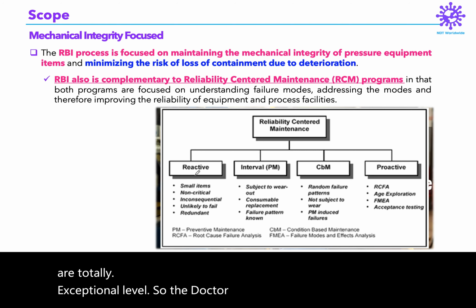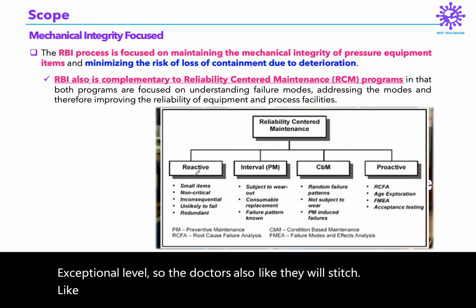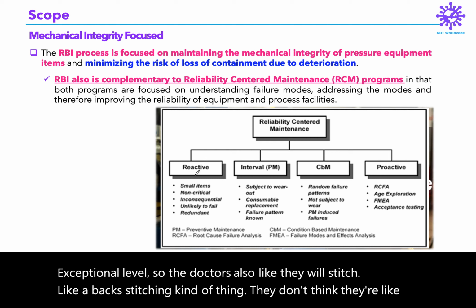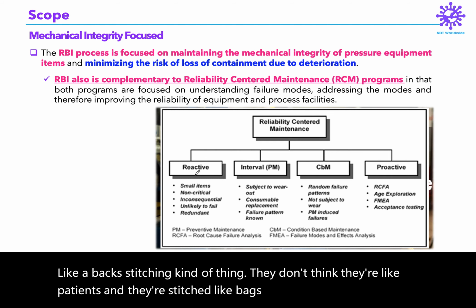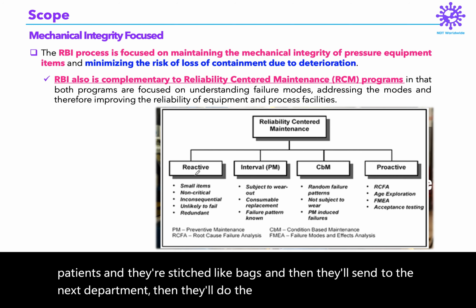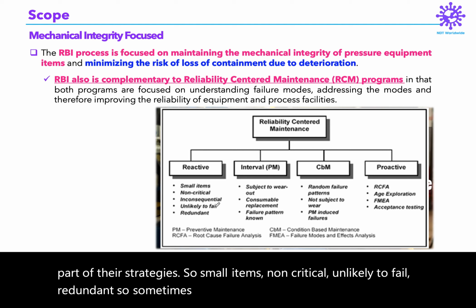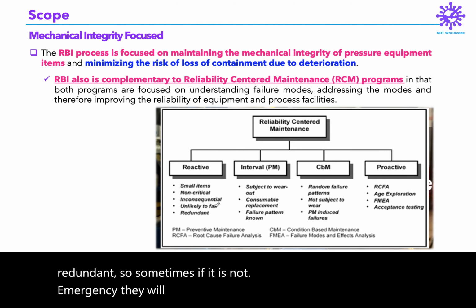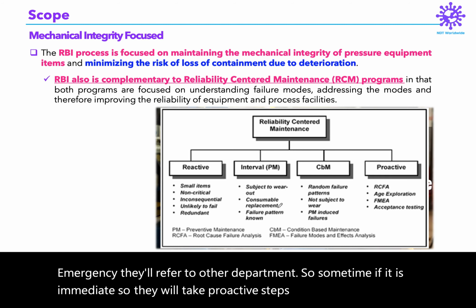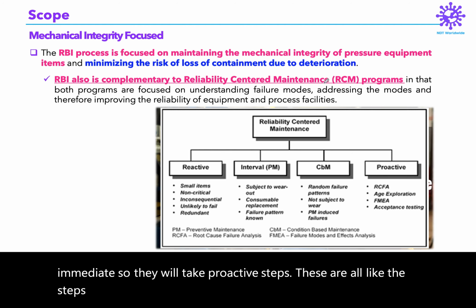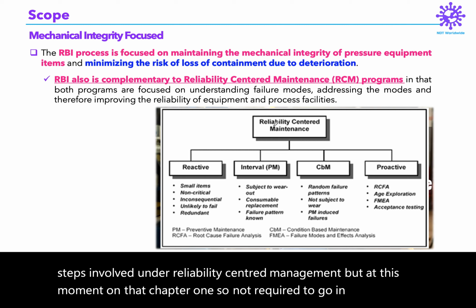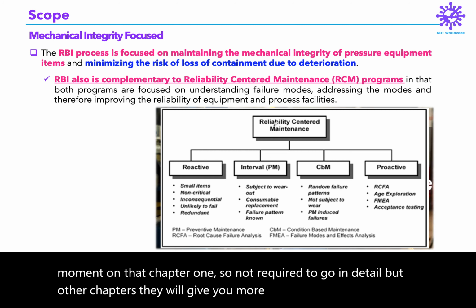The doctors also stitch like a bag stitching kind of thing. They don't think of them as patients, they stitch like bags, and then send them to the next department, where they do the fine surgeries. So these are all part of their strategies. Small items, non-critical, unlikely to fail, redundant. Sometimes if it is not an emergency, they'll refer to another department. If it is immediate, they will take proactive steps. These are all the steps involved under reliability centered maintenance, but at this moment under chapter 1, it is not required to go into detail, as other chapters will give more detailed information on this.